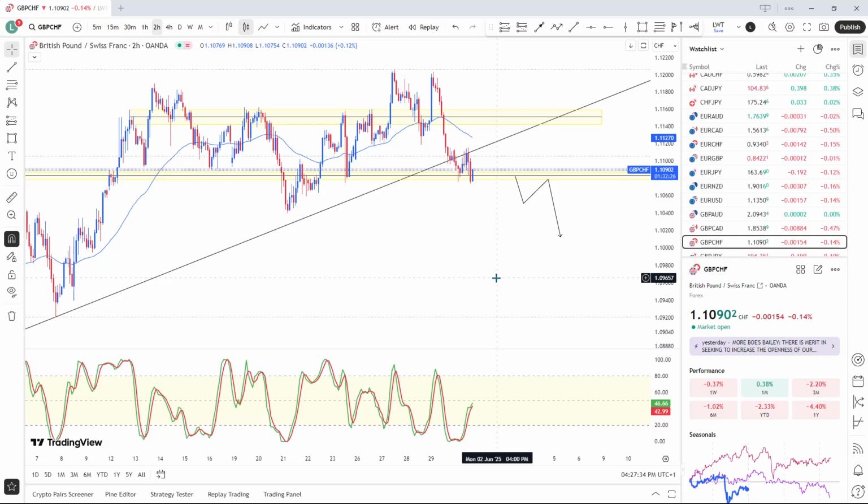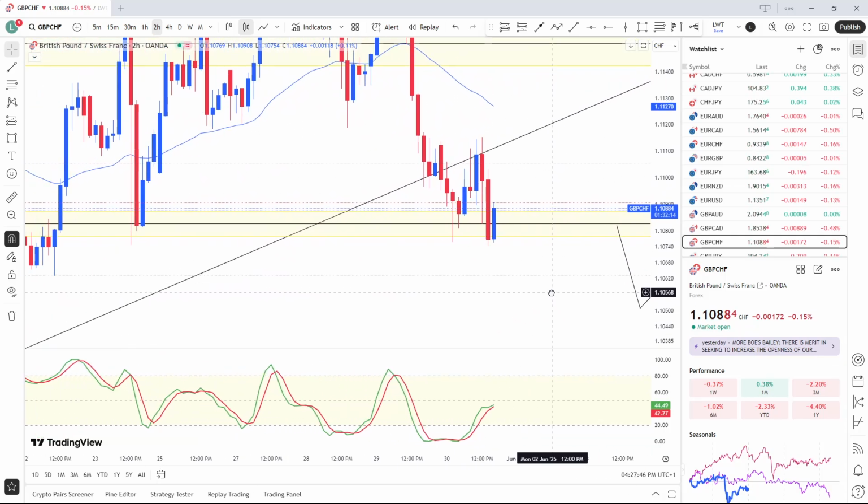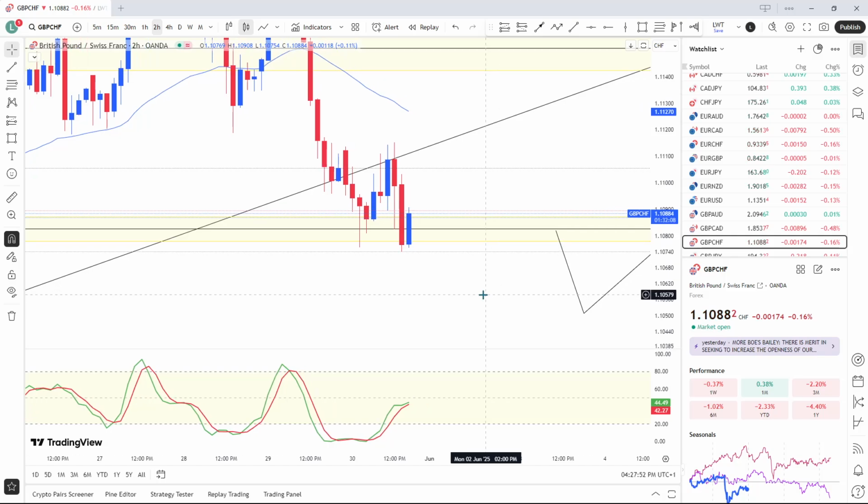GBP CHF, again, perfect scenario. It's tapped into our trend line absolutely beautifully. So today it has literally done exactly how I drew it out. Oh my gosh, I'm losing my mind. It is drawn out, isn't it? Done exactly what I drew out. I think so. Oh my gosh, I'm losing my mind.